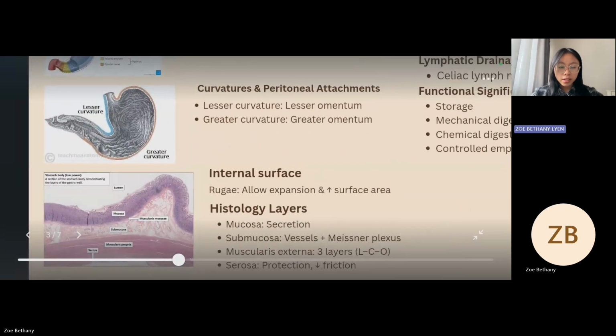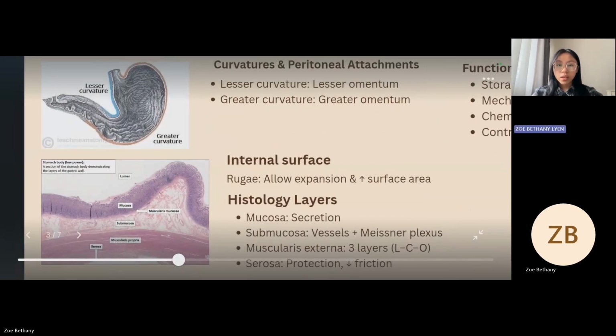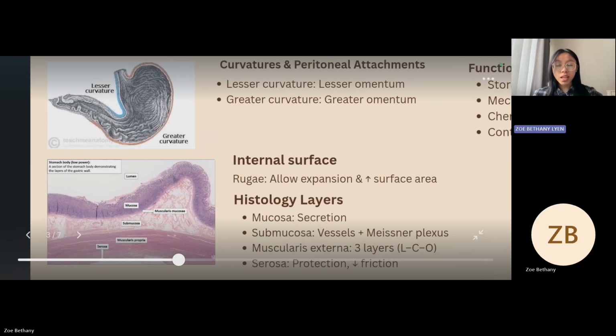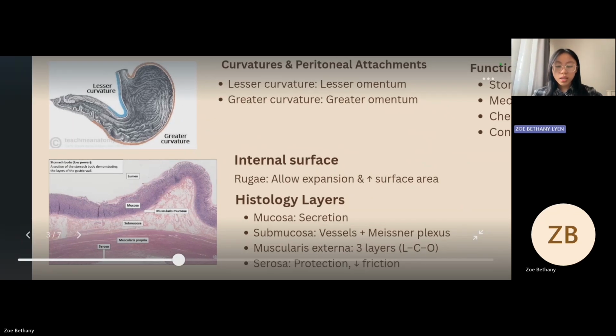Histologically, let's see the histology layers. The stomach wall contains four layers: the mucosa, submucosa, muscularis externa with its three unique muscle layers, and the serosa. These structures are very important because they enable efficient digestion and mixing. The mucosa is important for secretion. The submucosa has vessels and Meissner's plexus. The muscularis externa has three layers, while the serosa is important for protection and reduces friction.